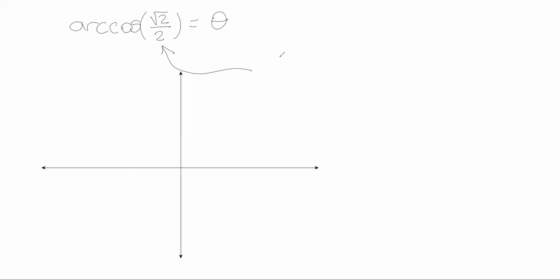So I think the book started with this. They had 1 over square root of 2, and what they did is they just rationalized this, and they got square root of 2 over 2. So we could actually write this as arc cosine of 1 over square root of 2. And this is a little bit easier to conceptualize because we know exactly where in the unit circle this occurs.